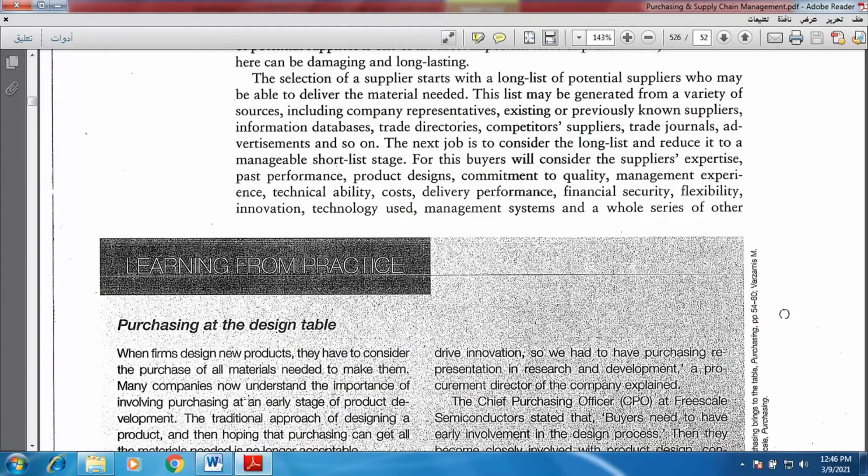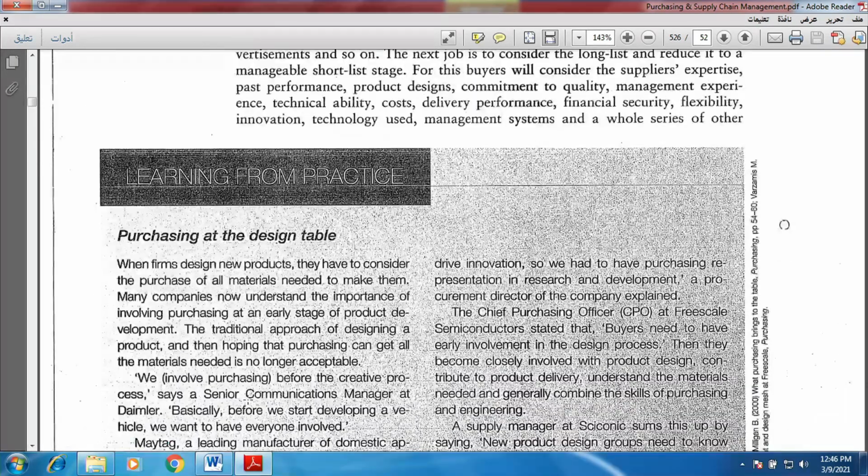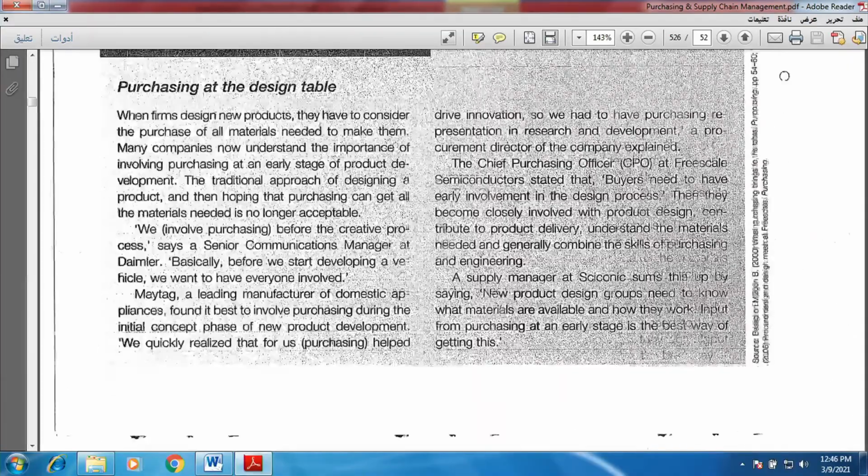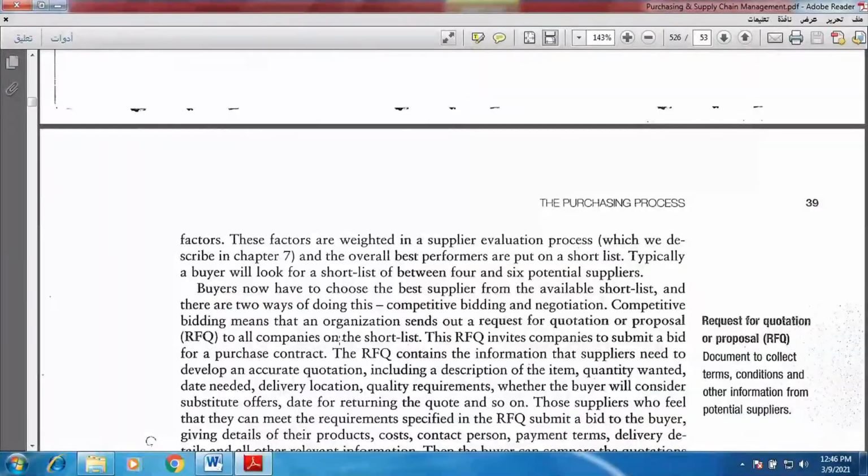Here, learning from practice, you can say that purchasing today has a special design, a special table format, and some organizations have their own criteria to assess the suppliers and to select the suitable one for them. You can read it carefully to gain some knowledge from the field work.